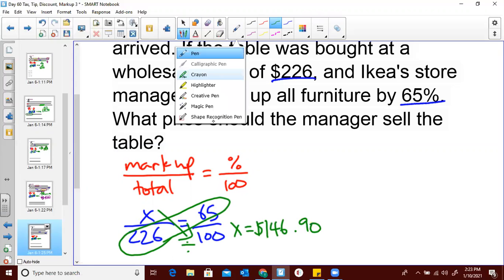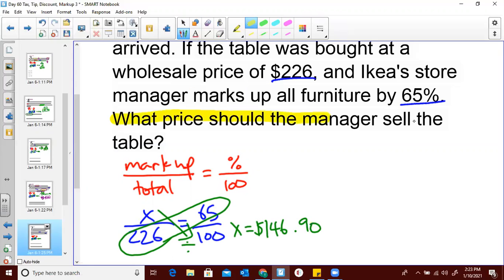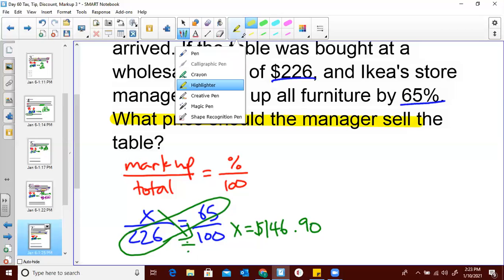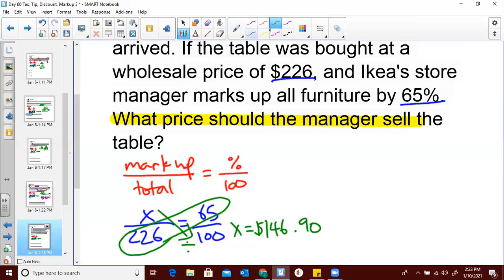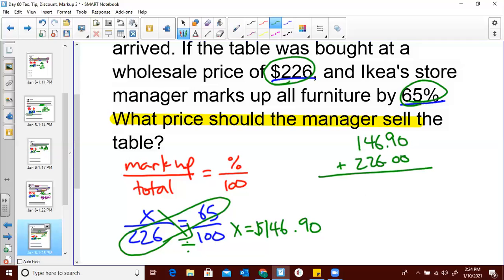So look at the question. What price should the manager sell the table? We've got to think about how a business works, right? With a markup, the manager was able to get this table for $226, but IKEA needs to make money. So they mark it up by 65%, which is our $146.90. So we're going to add 146.90 to our initial price. And that means that IKEA is going to sell this table for $372.90.